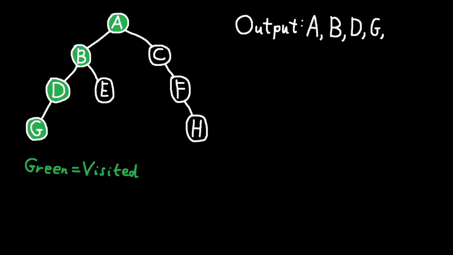Next, we visit the right child of B, which is E. E has no children, so we have finished with the left side of A. Now that the entire left side of A is done, we go to the right subtree of A.